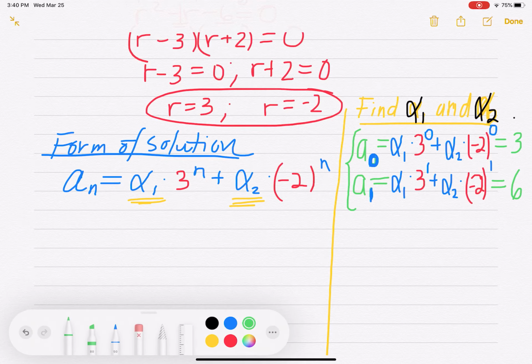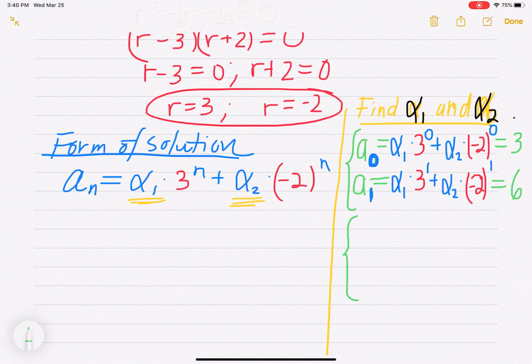All right, so this is going to give two equations. It's going to give alpha 1 plus alpha 2 equals 3, right? 3 to the 0 was 1, negative 2 to the 0 was 1, so we just have alpha 1 times 1 plus alpha 2 times 1 equals 3. And then the next equation is 3 alpha 1 minus 2 alpha 2 equals 6. Why? Because 3 to the 1 was 3, the coefficient of alpha 1, and negative 2 to the 1 is negative 2, the coefficient of alpha 2.